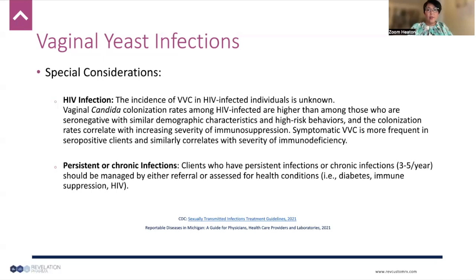People who have persistent or chronic infections, 3 to 5 per year, should be managed by either a referral or assessment for other health conditions.